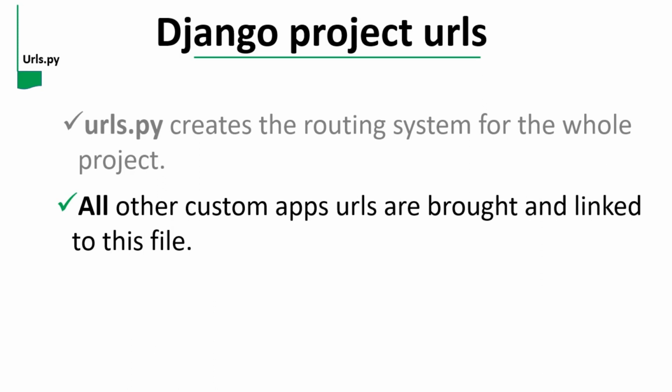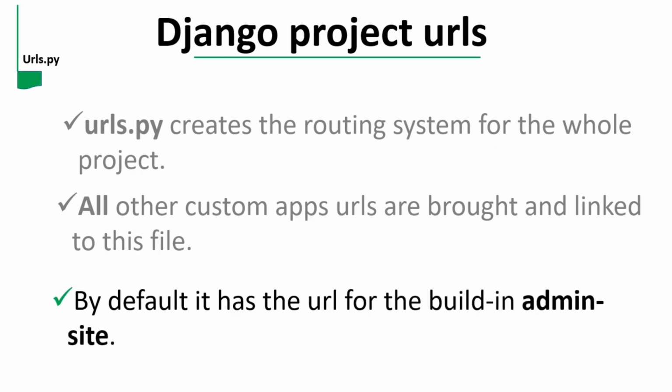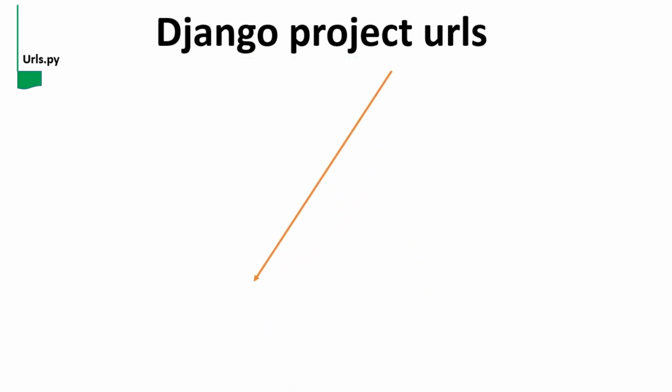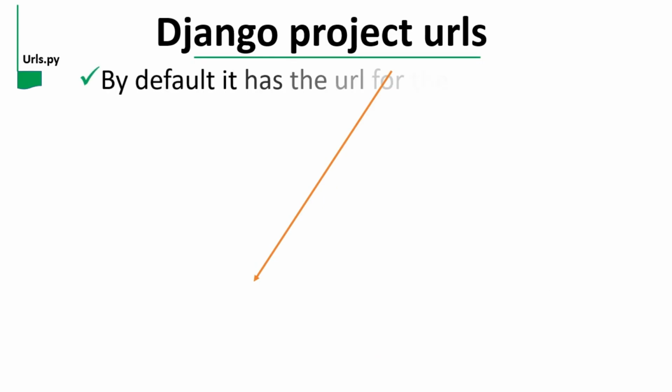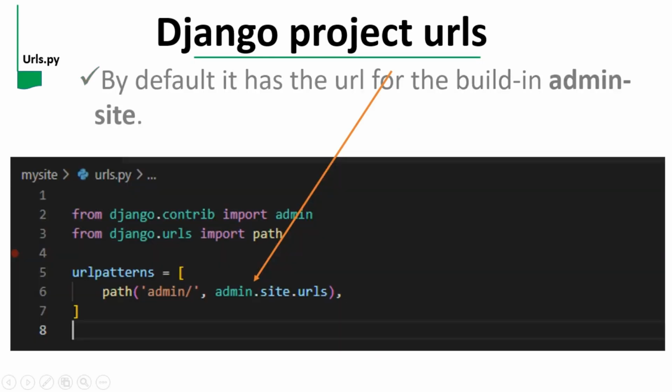By default, it has a URL for the built-in admin site. Let's take a look at it. By default, it has a URL for the built-in admin site here. This is a path that you'll find defined inside the urlpatterns, inside our urls.py module.